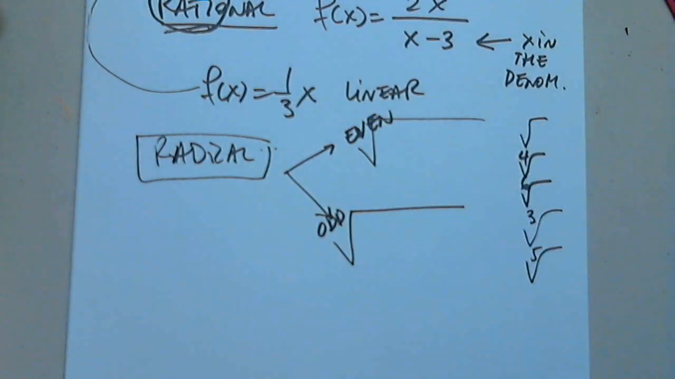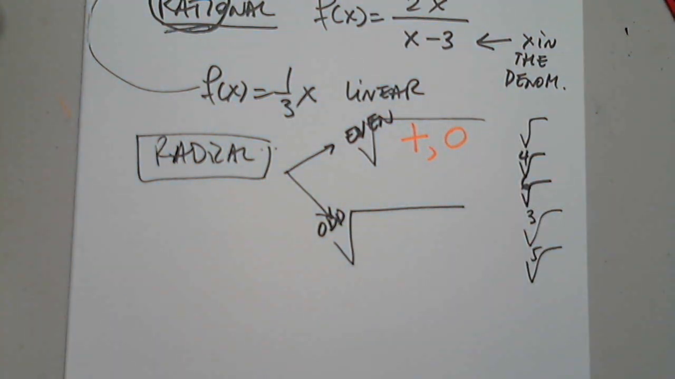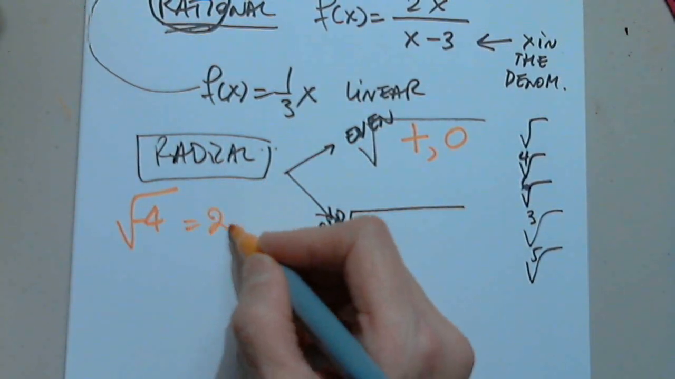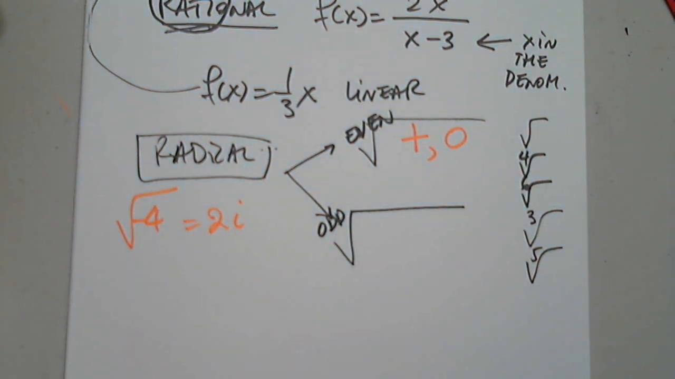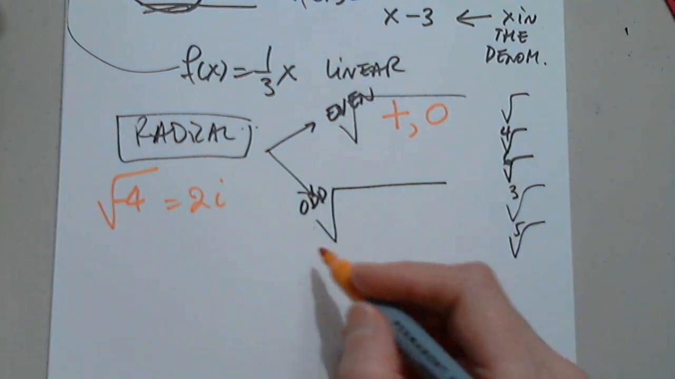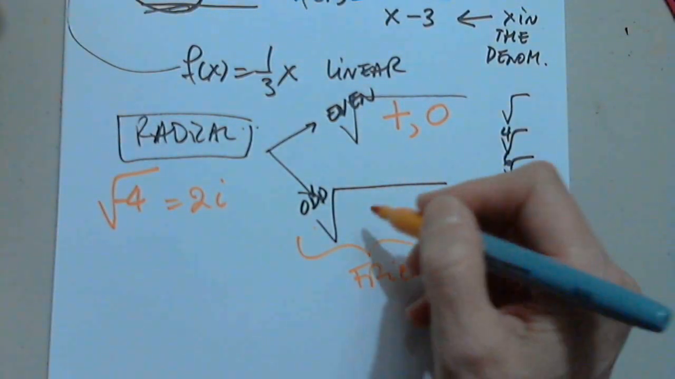When the index is even, the quantity under the square root has to be positive or 0, because the square root of -4 is 2i. It's an imaginary number. However, the odd index is very friendly. Anything goes.